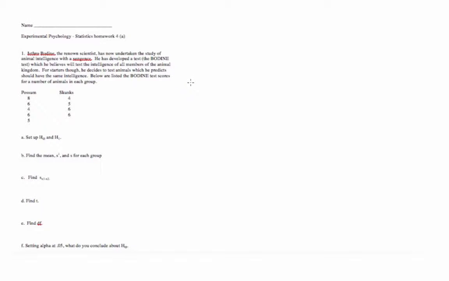Okay, today we're going to be doing the first part of the fourth homework, which is actually an animal intelligence test developed by Jethro Bodine, if you ever watched the Beverly Hillbillies. And since you're looking at possums versus skunks, you can be very sure that this is an independent groups t-test. So it is a between subjects, between groups design because you have different animals, in this case, in each condition.